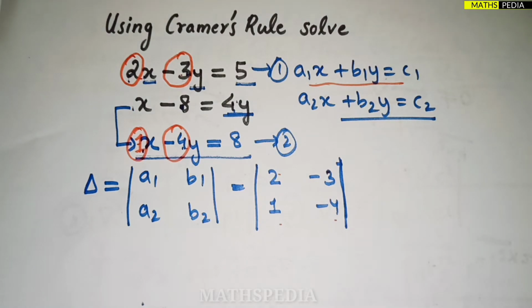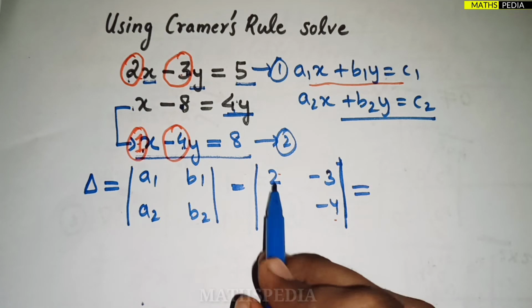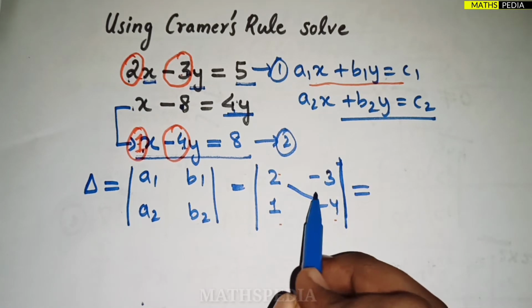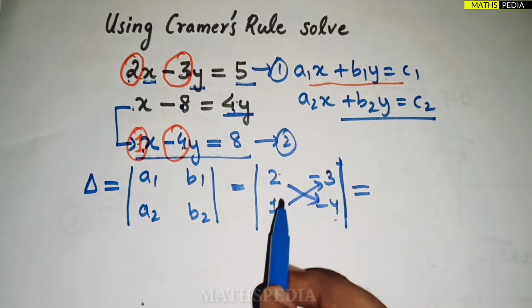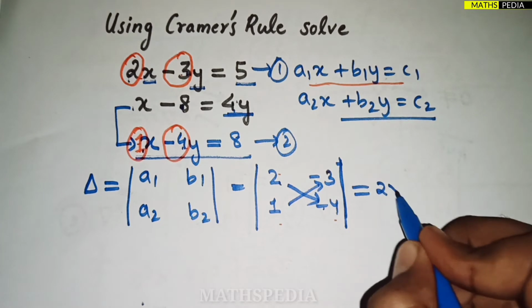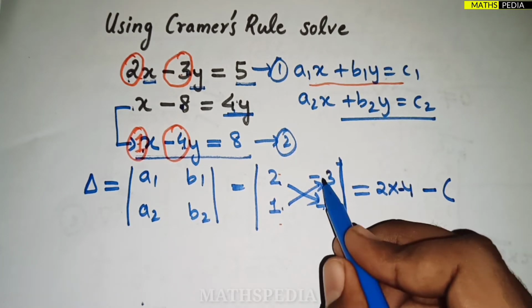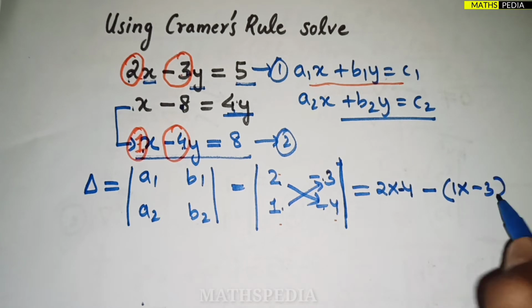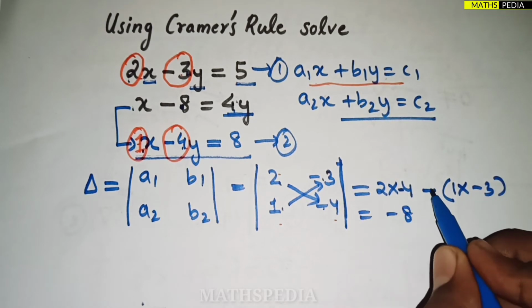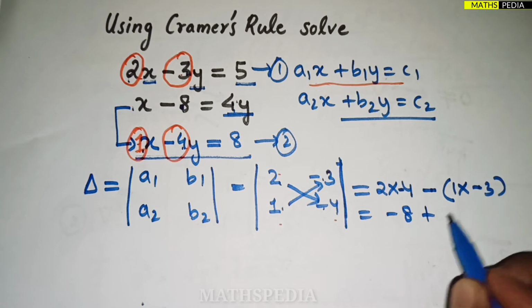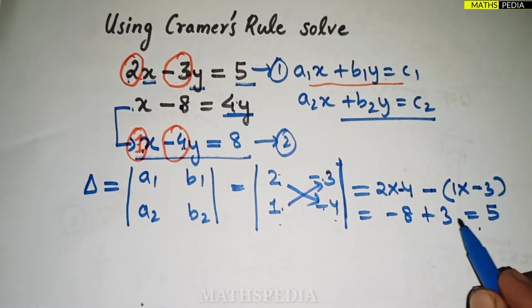The next step is that you have to find this value. How to find it? Determinant, easy technique. It is the normal method. Okay, 2 into minus 4. What is 2 into minus 4? Minus 8. Minus of 1 into minus 3, so minus, plus 1 3s are 3. So minus 8 plus 3 is minus 5. Okay, so this is what we got.